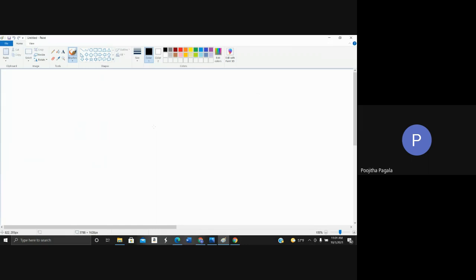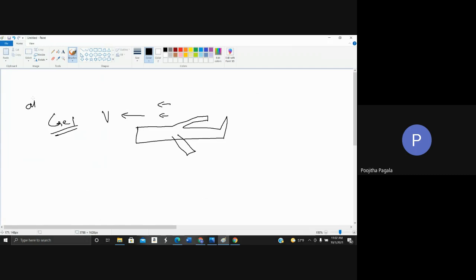So I'll give you case 1. Case 1, there is an aeroplane, and the aeroplane is moving with a velocity v. Case 1, the aeroplane is moving with a velocity v, and the velocity of air is 0. So the air is still, there is no movement, there is no wind.